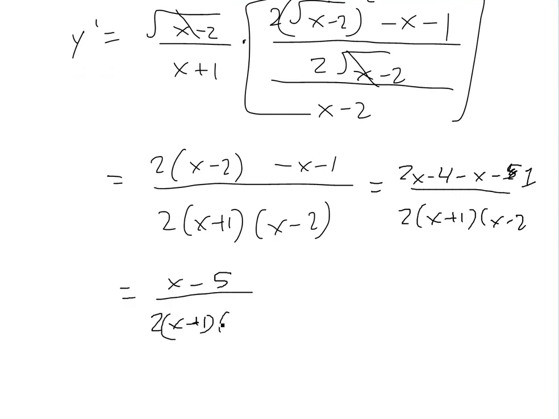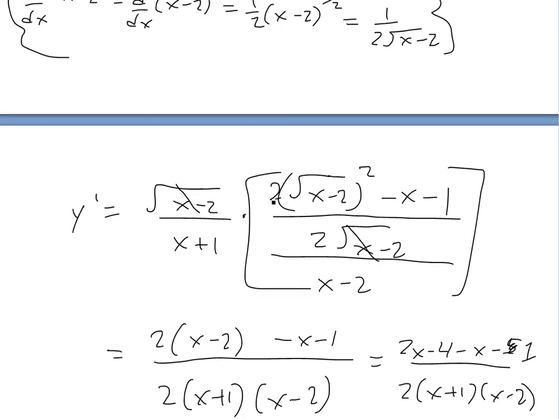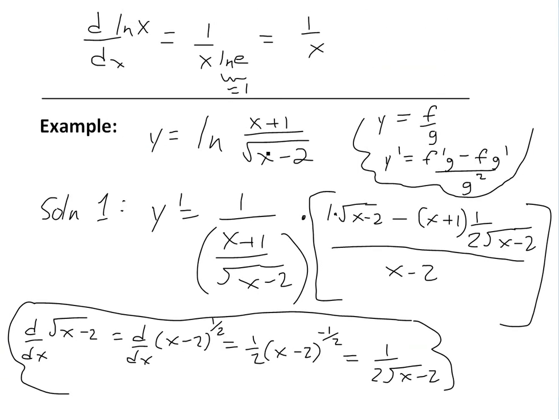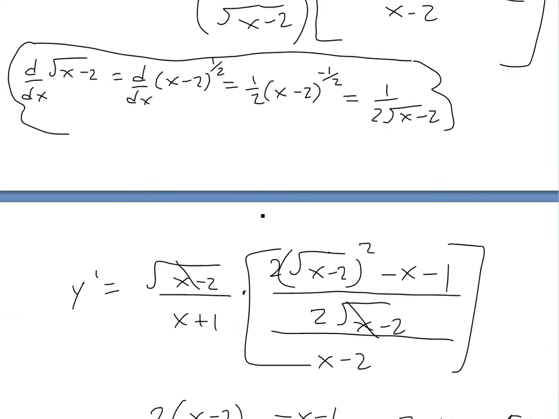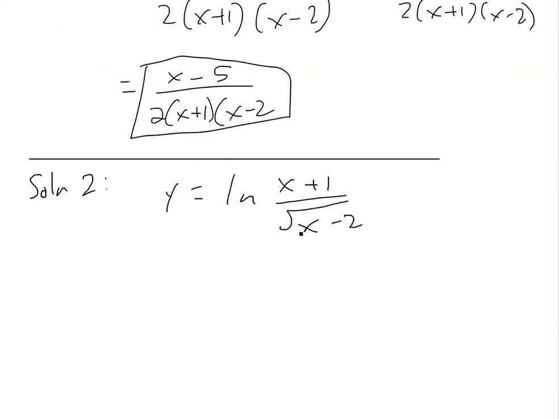And then this is x minus 2. Yeah, and this would be our final answer right there. But as you can see, this is pretty complicated, what we did here, this calculation. But now, if we use the second solution using log rules, let me write this down here. Solution 2: first we just simplify this before we take the derivative.